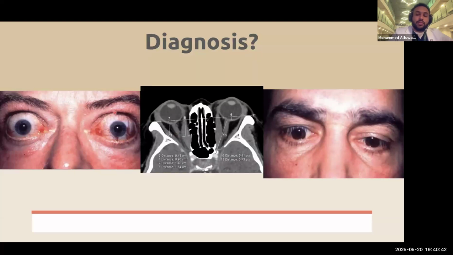What do we call this sign? Exophthalmos, good. Or ptosis. In this case, it's not ptosis, sorry, proptosis, which is the eye going outwards or bulging outwards. If you look at it from the side, it's very outwards. This is exophthalmos, good. This is lid lag, okay?